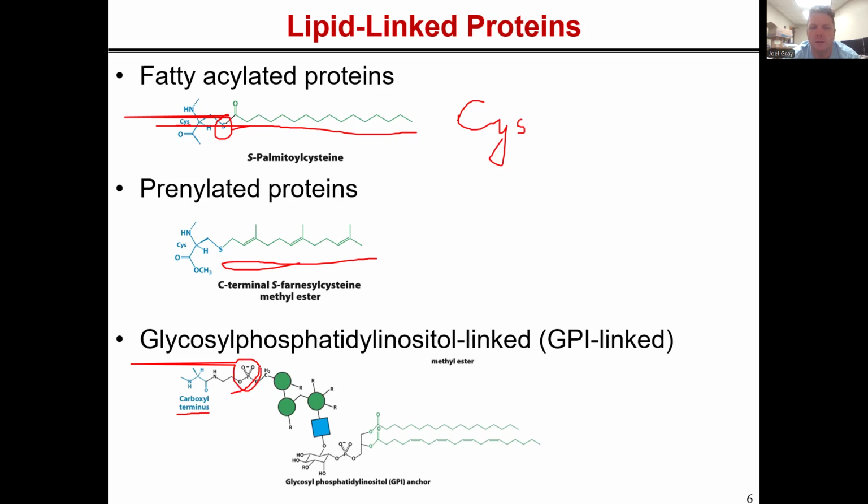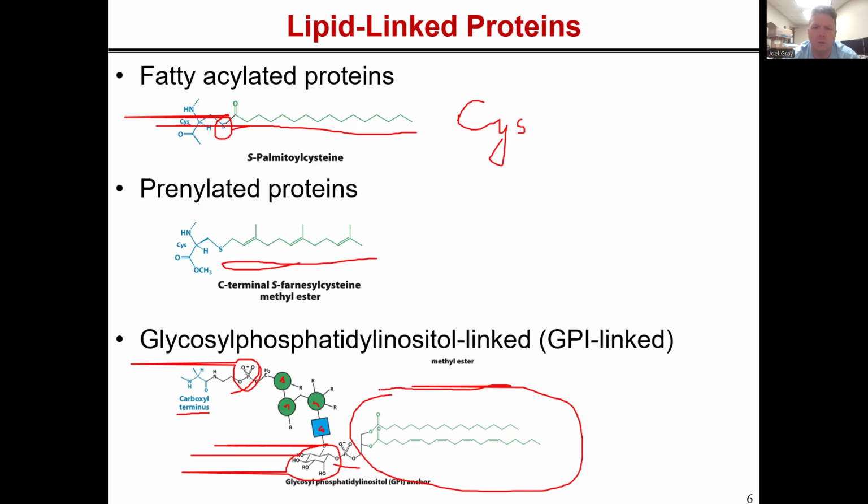Now on that phosphate, we're going to add a sugar right here. We're going to add another sugar, another sugar, and another sugar. And we're going to hook that up to a molecule known as inositol, which is right here. That inositol is going to have a phosphate group. And on that phosphate group, we've got a molecule with two fatty acid chains.